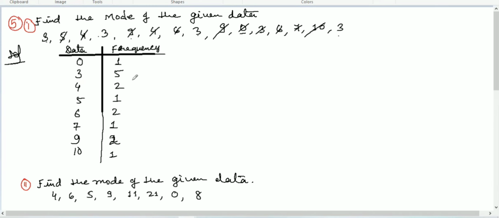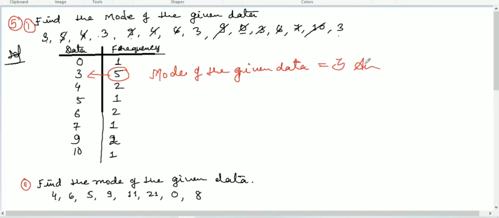Everything is there. So now look at these frequencies, which is the highest frequency here? We can see 5 is the highest. So the mode of the data will be this one, 3, which has the highest frequency. The number which has the highest frequency, that number is the mode of the given data. Mode of the given data is equal to 3, and this is the answer.